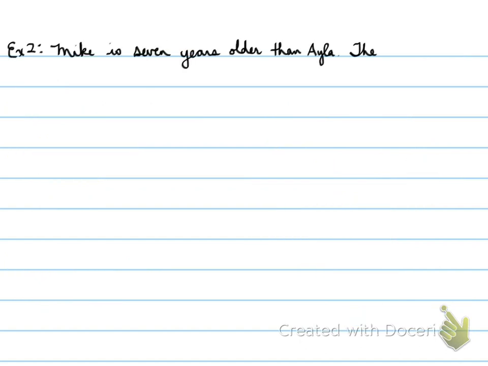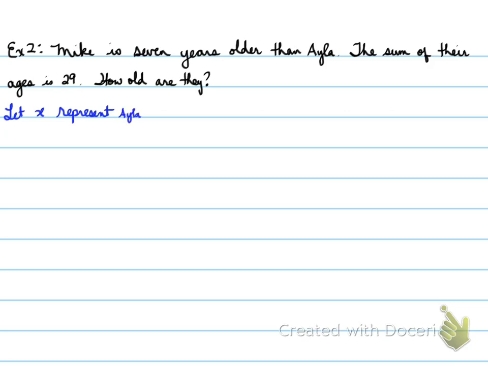Example number 2. Mike is 7 years older than Isla. The sum of their ages is 29. How old are they? All right, so with this question, we're looking at being able to develop an equation. We need to let x represent something. In this case, we're going to let x represent Isla's age. Now, the problem says Mike is 7 years older than Isla. The sum of their ages is 29.